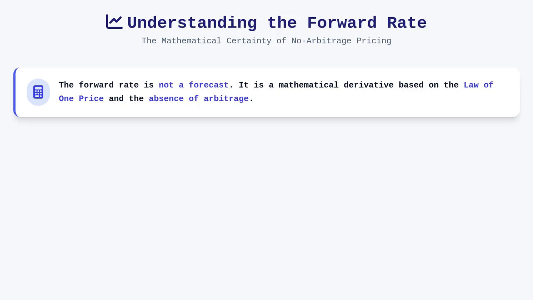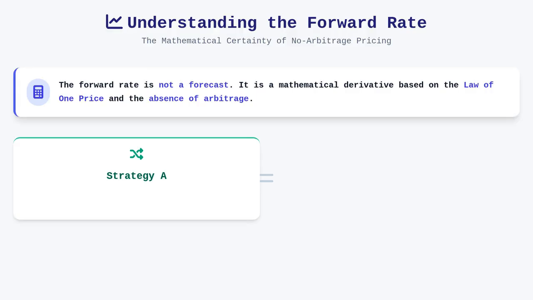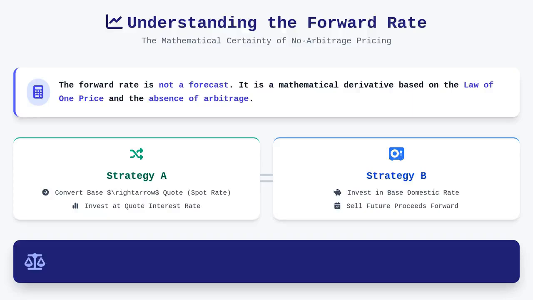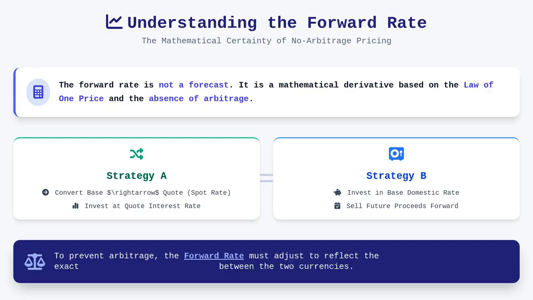If you hold a quantity of a base currency, you have two logical choices for what to do with that capital over a specific period. You could convert it to a quote currency at the current spot rate and invest it at the prevailing interest rate for that currency. Alternatively, you could invest the base currency at its own domestic interest rate and simultaneously sell the future proceeds forward. For these two strategies to yield the same result, the forward rate must adjust to reflect the exact difference in interest rates between the two currencies involved.